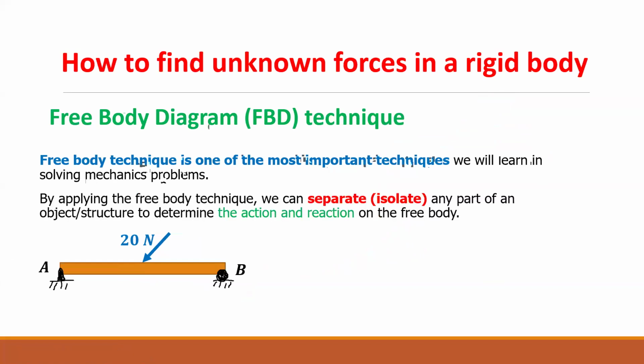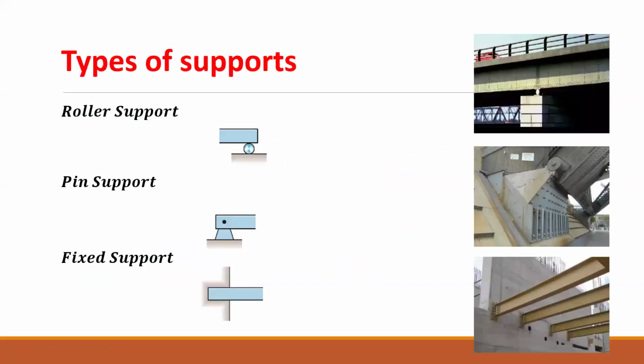By applying the free body technique, we can separate any part of an object or structure to determine the action and reaction of the free body. So that's what we are going to do. We separate the beam, we apply all the forces, and that we call the free body diagram.